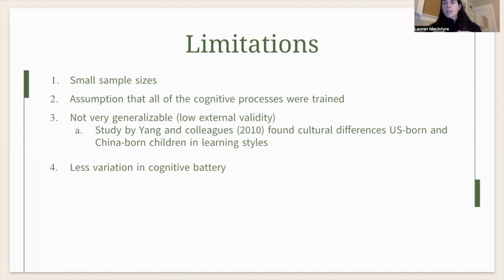As I mentioned in the beginning, the sample was taken from individuals in Germany, so it doesn't apply to children who learn in other areas. So this study here, they found cultural differences in US-born and China-born children in learning style due to cultural differences. So if the sample was more diverse, we might see different results. And then there wasn't a lot of variation in the cognitive battery, specifically the verbal and spatial working memory tasks. Tasks were pretty similar in how they were formatted. So if they were more different, we might see different effects in far transfer.